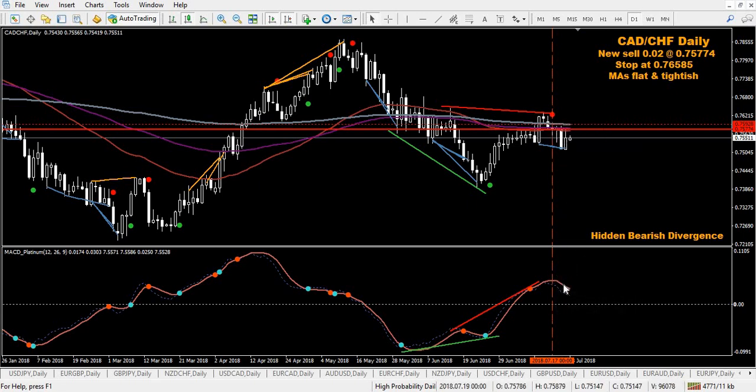Even though the MACD is still a fair way above the zero level, I've closed out half this morning and just brought my stop into this level here, 75928, just to protect this position. I don't like the whole setup here, so if I get stopped out, then it'll be an overall break-even result. That's the CAD Swiss.